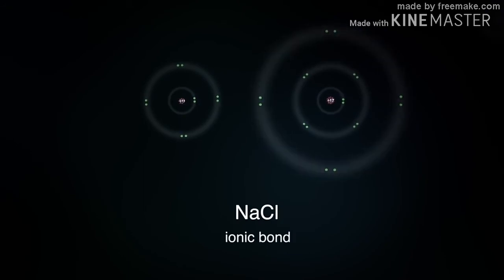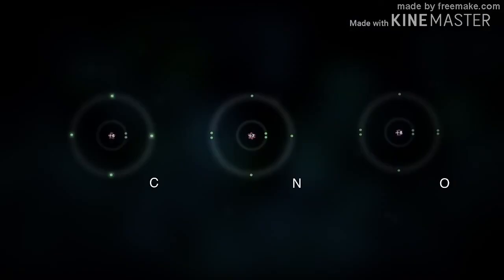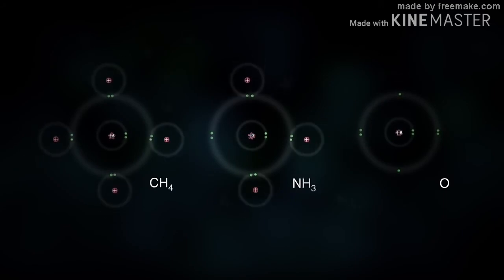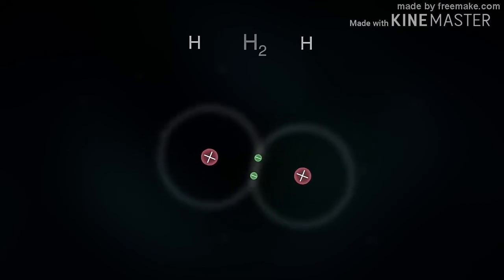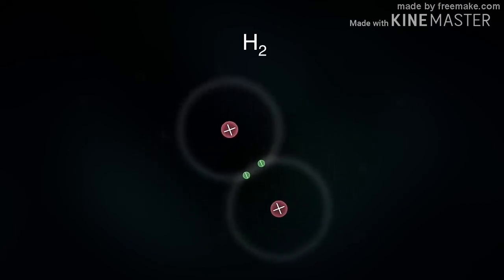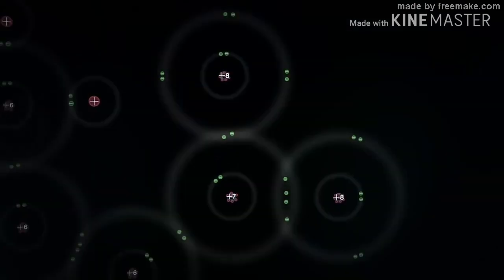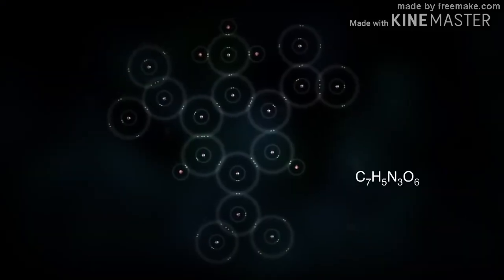But back to covalent bonding. Carbon has 4 electrons that are free to bond, nitrogen has 3, oxygen 2. So carbon is likely to form 4 bonds, nitrogen 3 and oxygen 2. Hydrogen only has 1 electron, so it can only form 1 bond. In some special cases, atoms can form more bonds than you'd expect, but they'd better have a really good reason to do so, or things tend to fly apart.